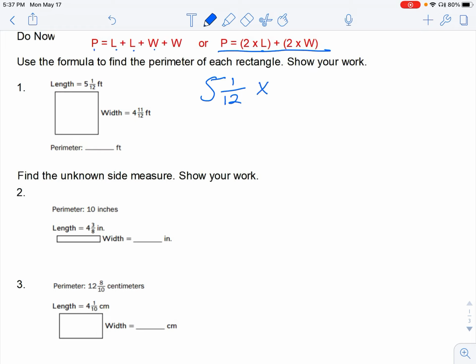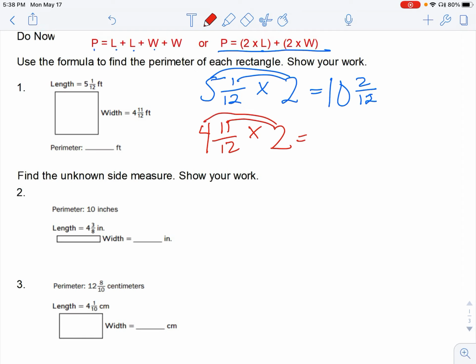So I will take 5 and 1/12 and multiply that by 2, and then I get 10 and 2/12. Then I'm going to take my width, 4 and 11/12, and also multiply that by 2, and that gives me 8 and 22/12. Oh, my eyes, I wouldn't leave it like that. I know that 12/12 is a whole, so I'll bump that up to 9. And then how many left over? Let's see. Oh, 10. And 10/12 left over.